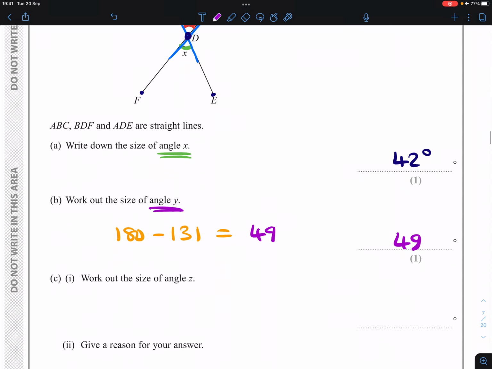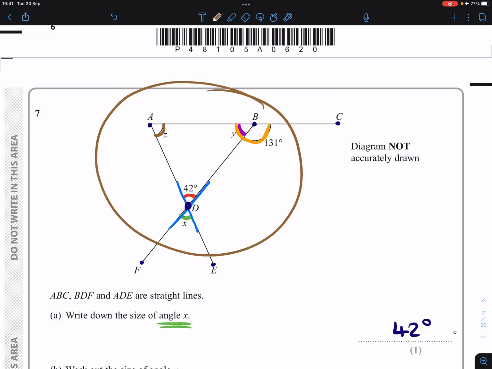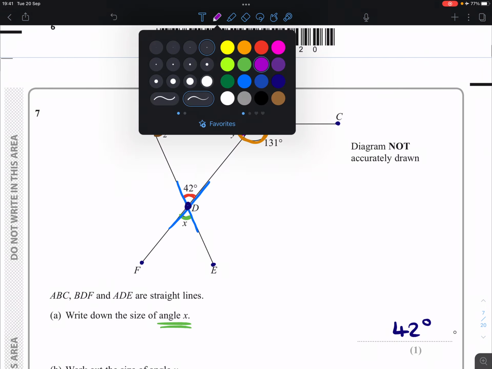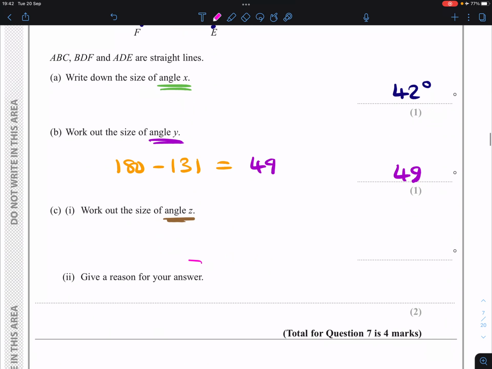C, part 1, work out the size of angle Z. So going back to our picture, angle Z is here. If we look around it, there's nothing immediate. So if we cast our eyes a bit further afield, we've got a few angles here. The main ones that are going to be relevant for this question are going to be the 42 degrees and the newly found 49 degrees, because we end up with a triangle here. Angles in a triangle add up to 180, which is actually the reason for our next answer. So I'm just going to put here, angles in a triangle add up to 180.